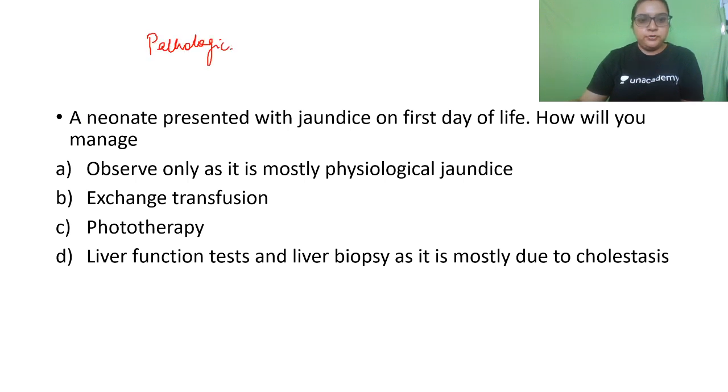First 24 hours of life. So this is nothing else but pathological jaundice. And what are the causes of pathological jaundice? Commonest is Rh and ABO incompatibility.